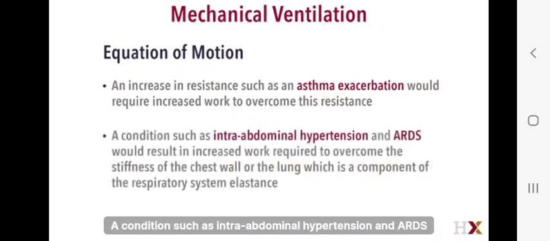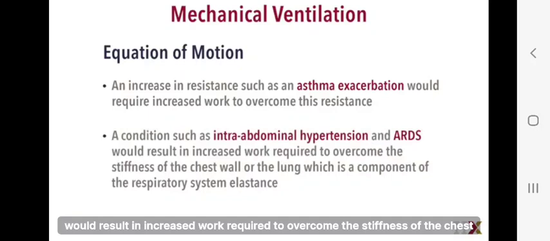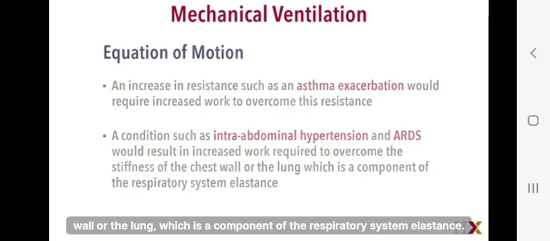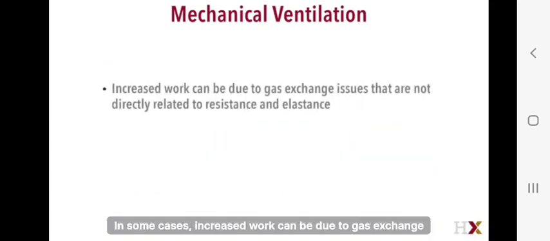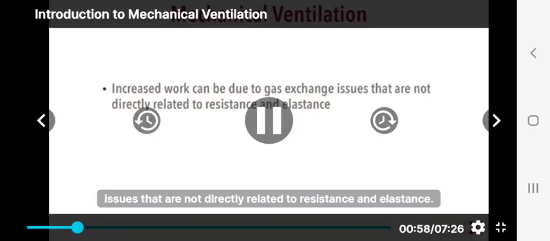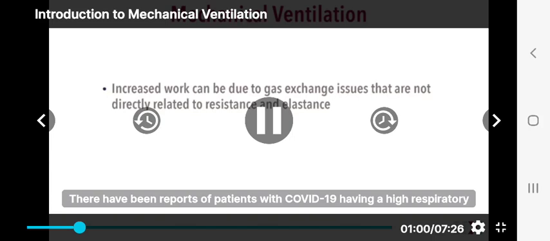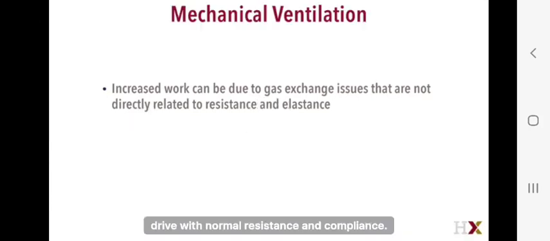A condition such as intra-abdominal hypertension and ARDS would result in increased work required to overcome the stiffness of the chest wall or the lung, which is a component of the respiratory system elastance. In some cases, increased work can be due to gas exchange issues that are not directly related to resistance and elastance. There have been reports of patients with COVID-19 having a high respiratory drive with normal resistance and compliance, which is just the inverse of elastance.